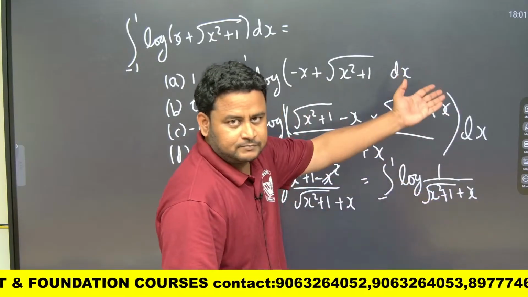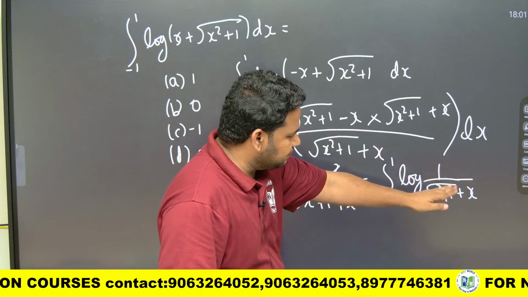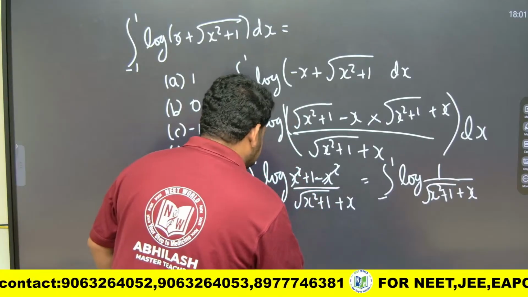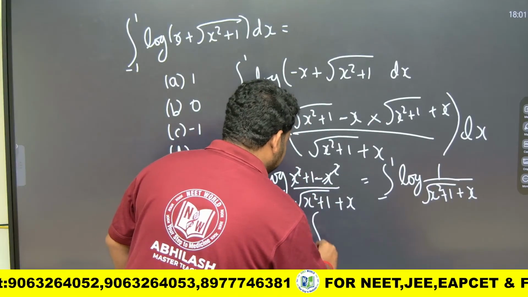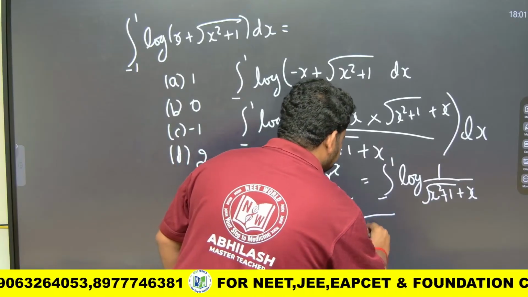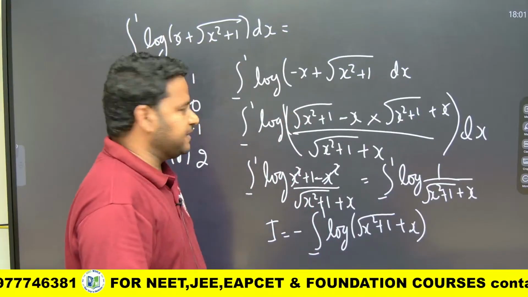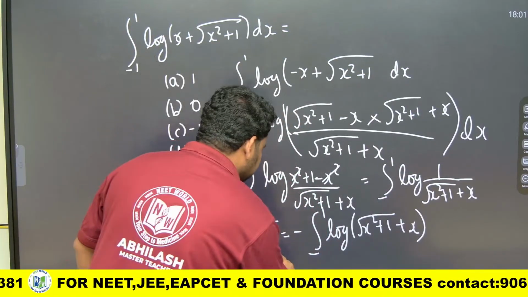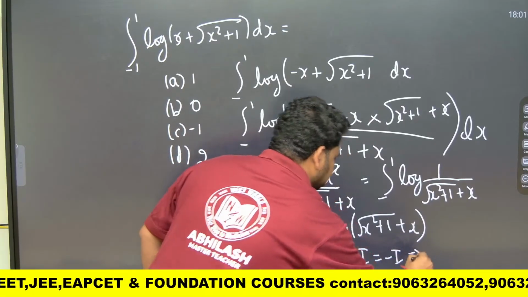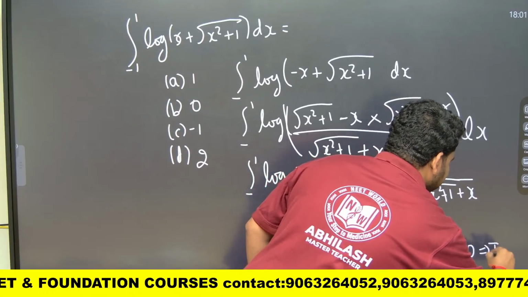Now if I bring the denominator to the numerator by the law of exponents, it becomes to the power of minus 1. So I will become equal to minus 1 to 1 of minus log of square root of x square plus 1 plus x. So I will become equal to minus I. That implies if I bring I to this side, 2 times I is equal to 0. This implies I is equal to 0.